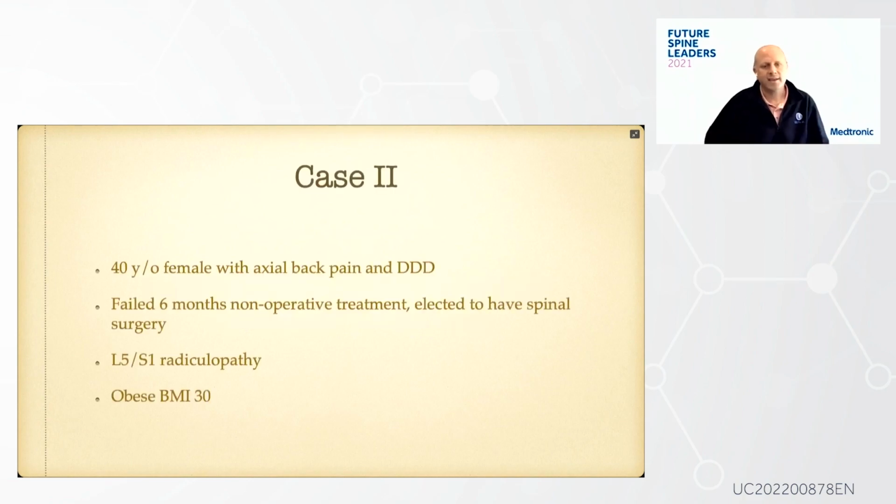The next case is a 40-year-old female with a history of axial back pain and lumbar disc disease. She has failed extensive non-operative treatment for her back pain: physical therapy, cortisone shots, chiropractic treatment, anti-inflammatories, oral steroids, and appropriately wants to have spinal surgery. Imaging and injections correlate to the L5-S1 level. L5-S1 radiculopathy is diagnosed. She is obese.